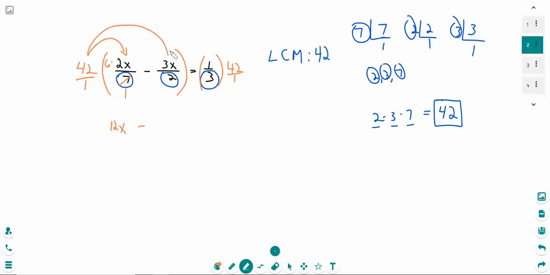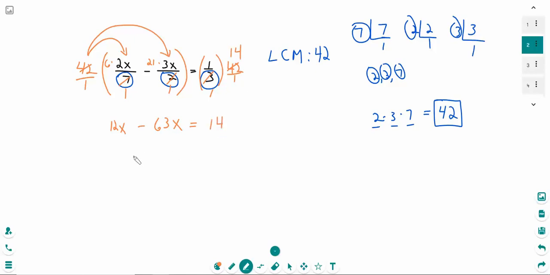Multiplying this through to the next term, the 2 is going to cross cancel, and this is going to become a 21. So we'll have 21 times 3x, which is 63x, equals, over here the 3 can cross cancel with the 42, and the 3 can go into 42 14 times. Okay, so then we have 1 times 14, which is simply 14.